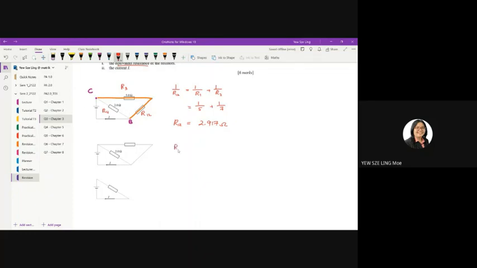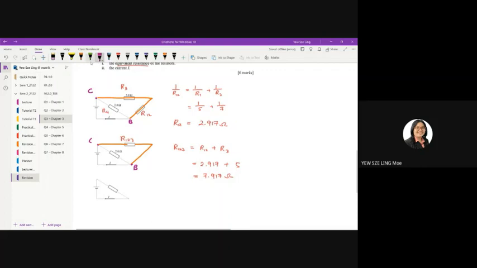So now what I'm going to do: R123 equals R12 plus R3. I'm going to solve them in the series form. So it is equal to 2.917 plus 5. So R123 is equal to 7.917 ohm. So this is now my R123. I'm still looking at junction C and B, but now I have already simplified the orange color path. So right now I have only one resistor along the orange color path. So I'm done with the orange color path.